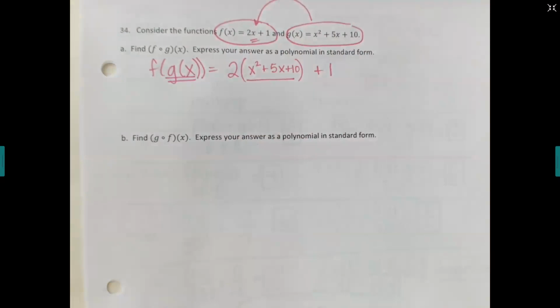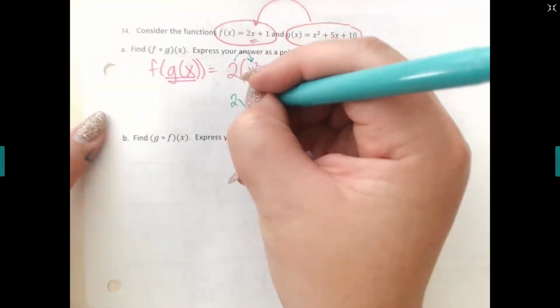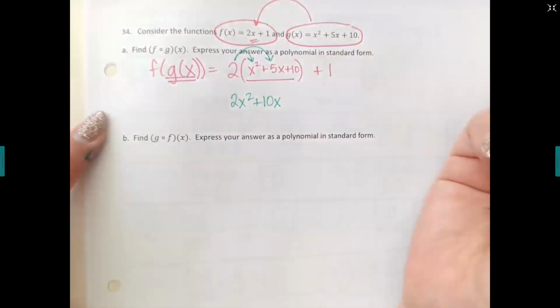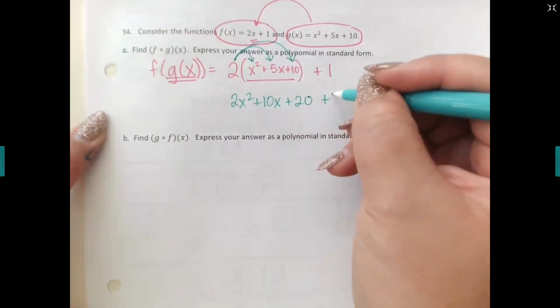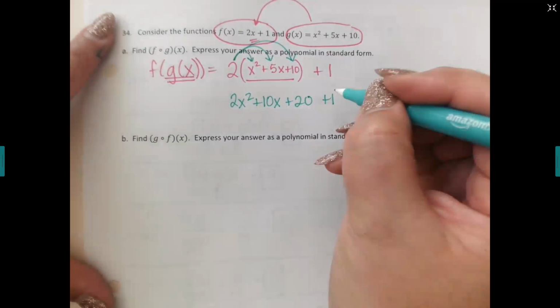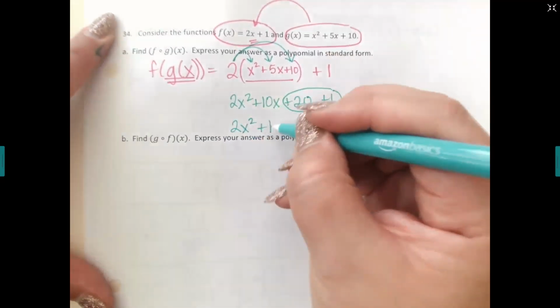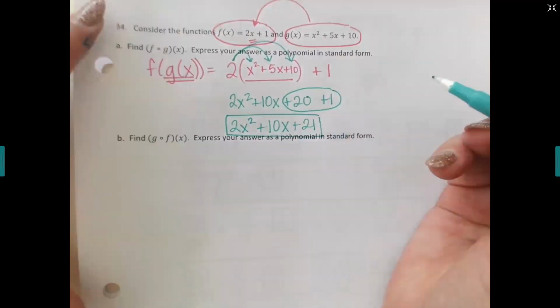And then I would say, okay, well, how can I get that into standard form? Let's start by distributing. So my 2 times x squared is a 2x squared. 2 times 5x is a 10x. 2 times 10 is a 20. Don't forget your plus 1. And then when you're combining like terms, you would just be looking for the two things that can combine. So I see that I have a 20 and a 1, that would be 21. So 2x squared plus 10x plus 21. Okay.